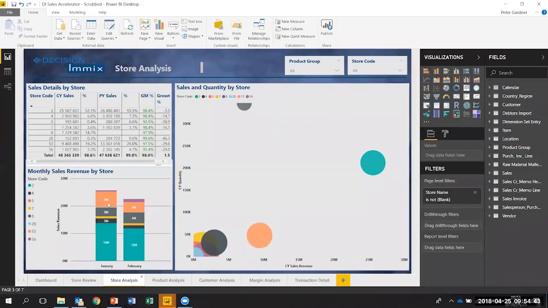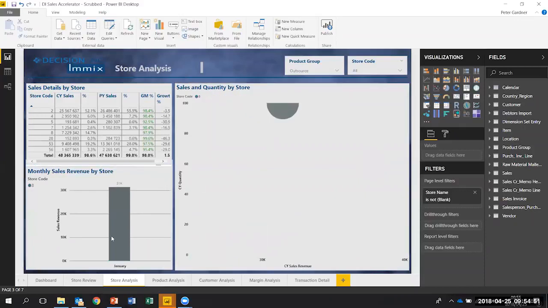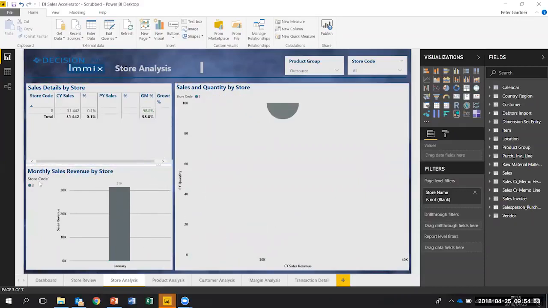So if we want to isolate a specific product group, then these things are going to update and we can see which stores are selling it. So store 8 is selling the specific product group. I don't want to go into too much detail, but you can select certain items, certain product groups, certain customers even, and then these graphs will all update and show you which stores are selling those products to those customers.